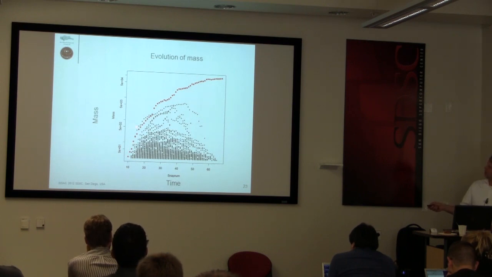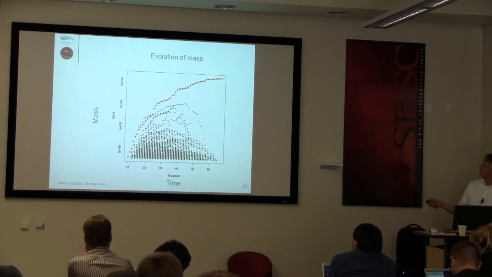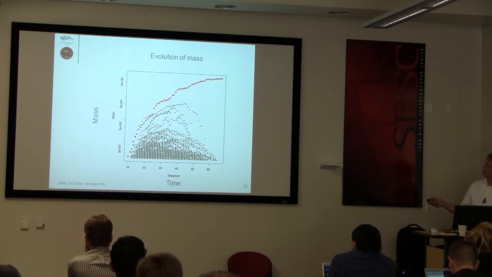So you see that at some points, the red line again is the main branch, and you see that at certain points there are some halos, some progenitors that are even more massive. But most of the time you see also that they start losing mass. The main branch just gains mass or increases in mass. The others, I mean, you don't see the lines here between them, of course. The others actually lose mass most of the time.